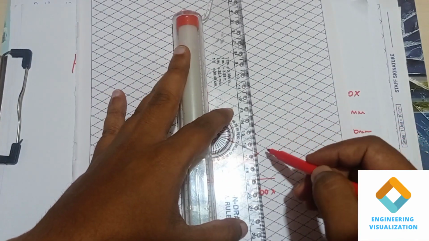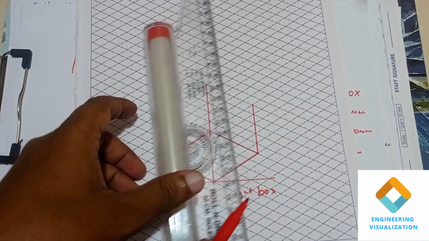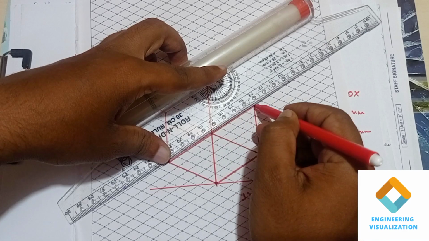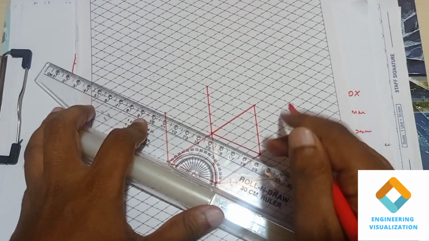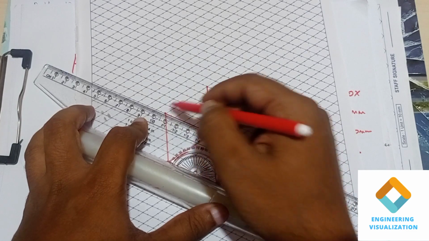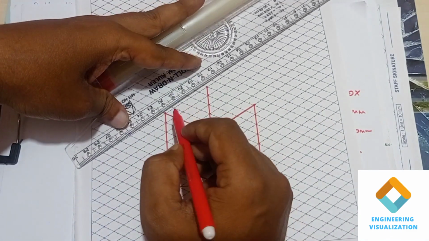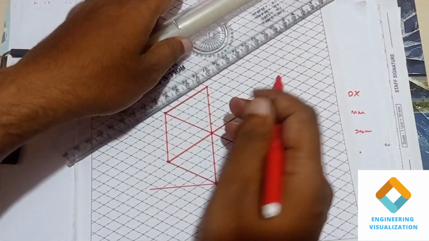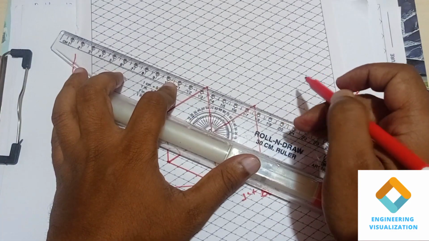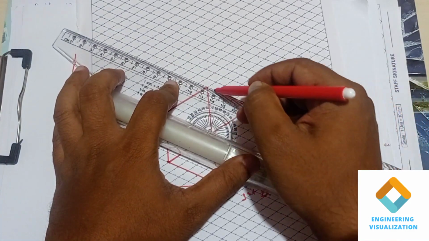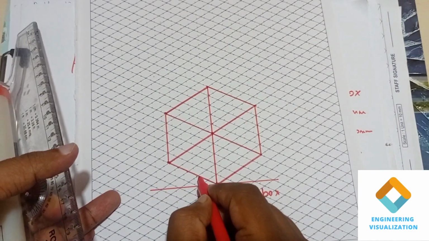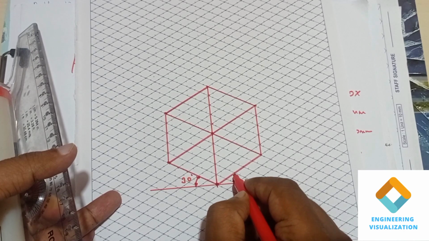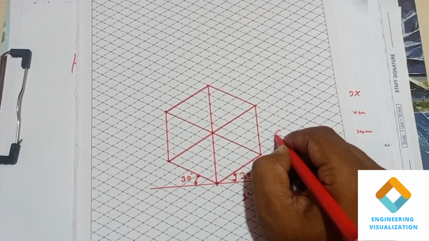Now connect all the top ends of these vertical lines to make a box here. So this completes the problem. This is our cube in isometric projection. All these inclined lines are at an angle of 30 degrees, so we are going to show that.